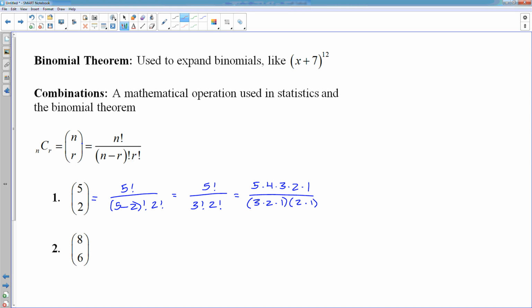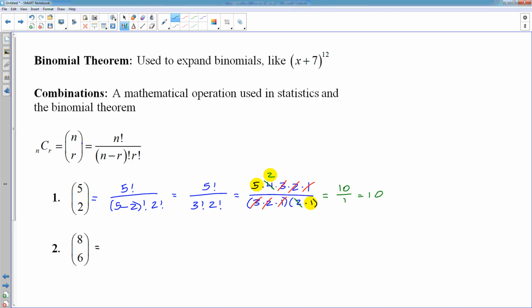For example, I can cancel my 3s. I have 3, you can cancel 3. This 2 can cancel that 2. The 1s are insignificant. I guess we could cancel the 1s. And then I have a 2, a 5, 4, and a 2. I could say 2 goes into 4 twice. And if you look at everything that's left, we have 5 times 2 over 1. And that's not too hard. 5 times 2 is 10 over 1, or 10. So 5 choose 2 is just 10.